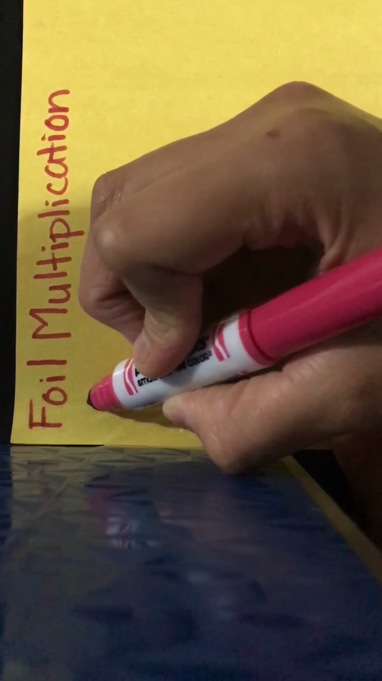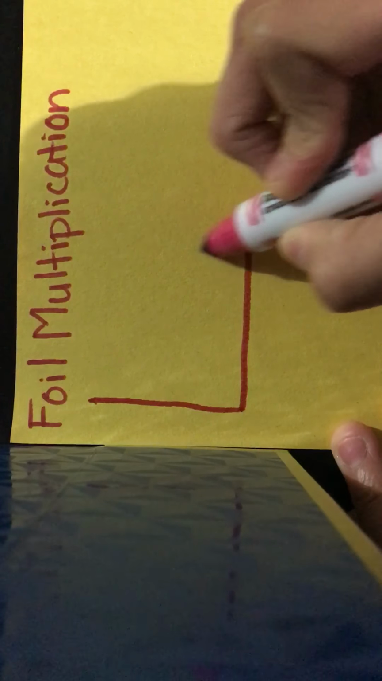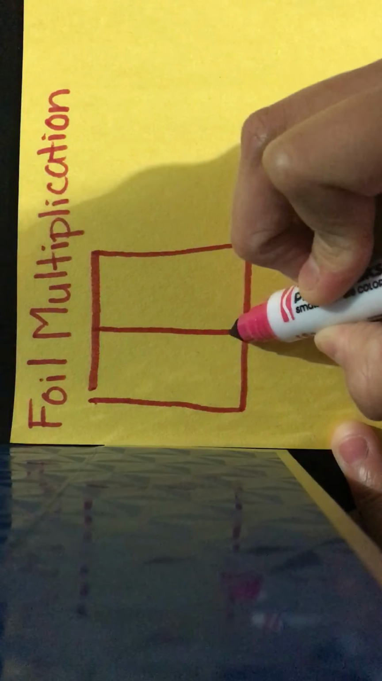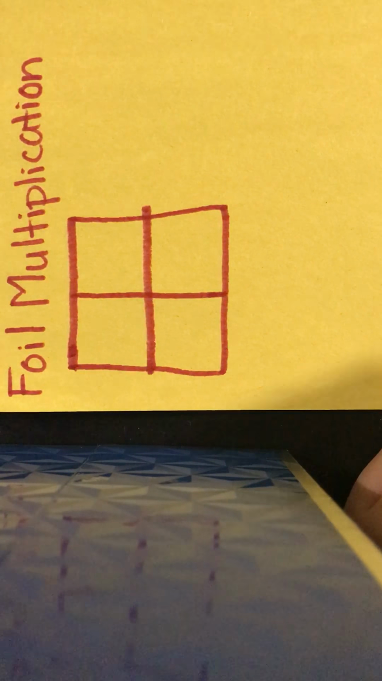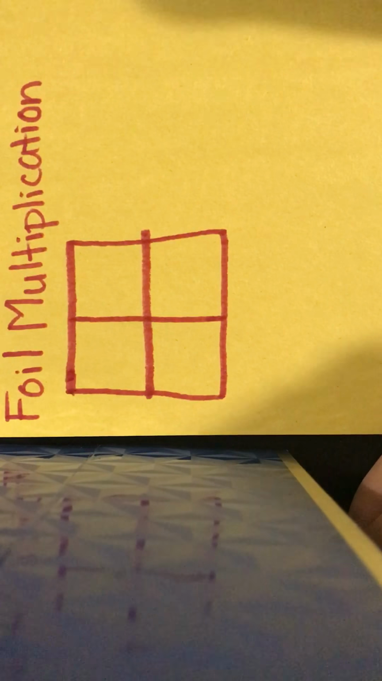Hello everyone, so now I'm going to do an example about FOIL multiplication, and I really like FOIL multiplication because it really breaks up the problem, and it gives the students a visual. So what you start by doing is drawing your square that you'll split up in 4 even parts, and after that you're going to figure out which problem you're going to work.